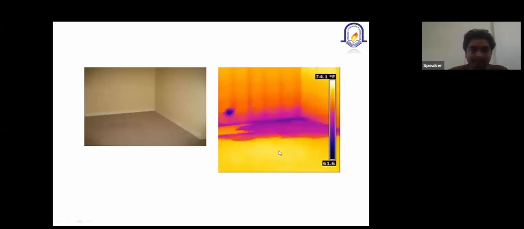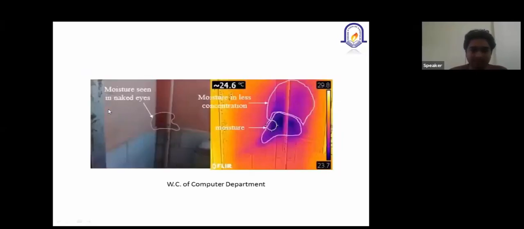Next, this I haven't taken. I have taken this from the internet. So here also you can see this is a basement floor, and this basement floor is leaking, and the whole moisture has accumulated over this particular area, which we can't see with the naked eyes. Next is this moisture. Now here you can see the moisture with the naked eye up to only here, but when we see through the thermal camera, we see that the moisture has increased at the top as well as at the side also. Okay, so how to overcome this problem now?